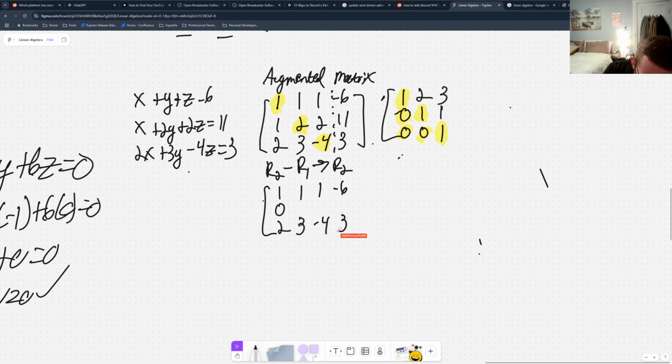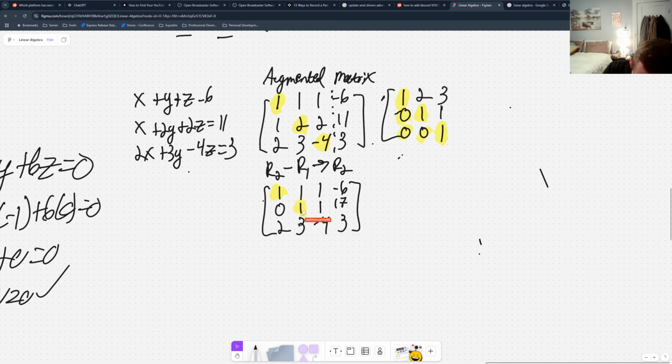So if we subtracted the other ones, what would we get? We'd have 2 minus 1. Yep. So we'd have a 1 right there. That's right. And the same thing. And then 11 minus negative 6. So we'd have 17 there. Yes. Exactly. Now we're doing pretty good.